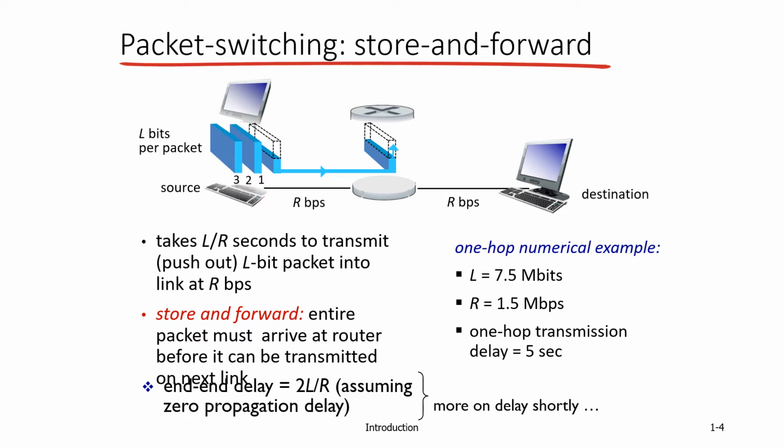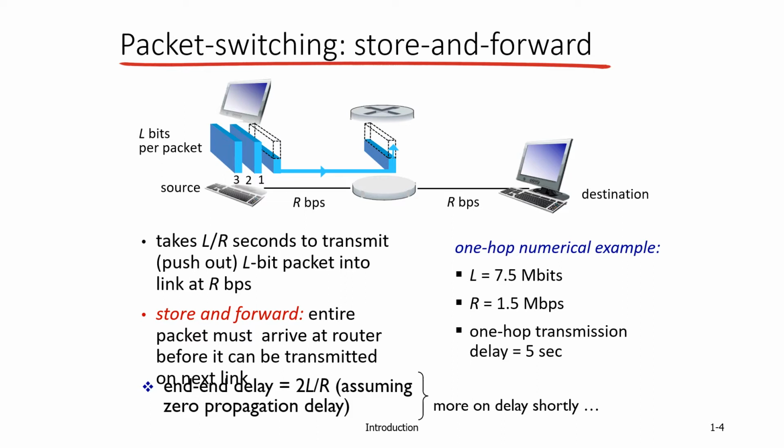Okay. So over here, the L, which is the size of the packet, is 7.5 megabits, and the transmission rate R is 1.5 megabits per second. Then how long does it take to transmit packet number 1 from the source to the intermediate router? That is going to be L divided by R. So on the first link between the source and the router, the total transmission delay is going to be 5 seconds.